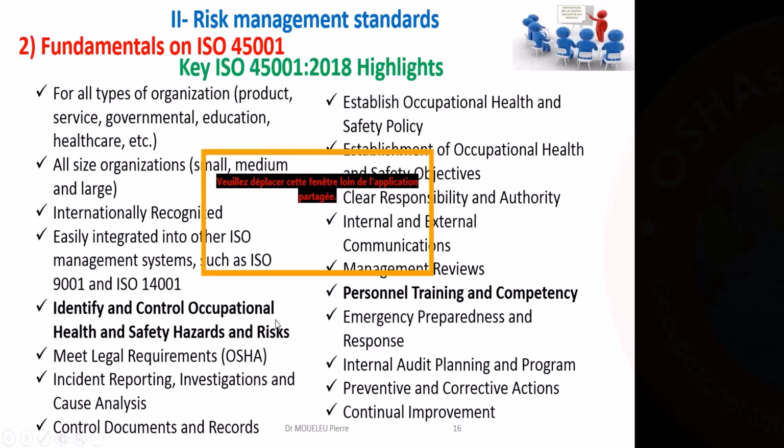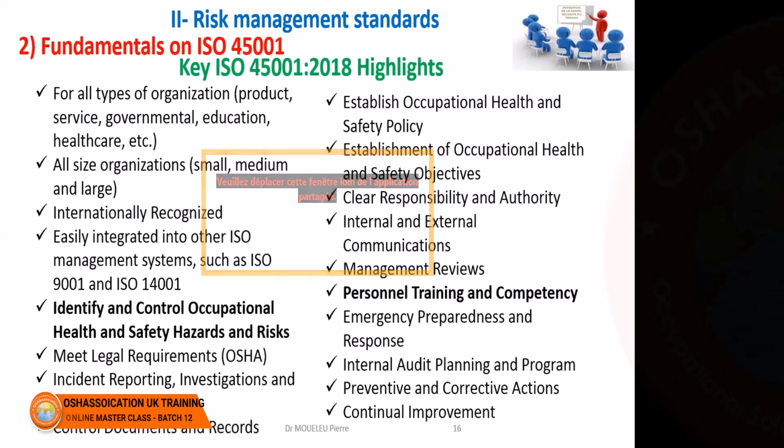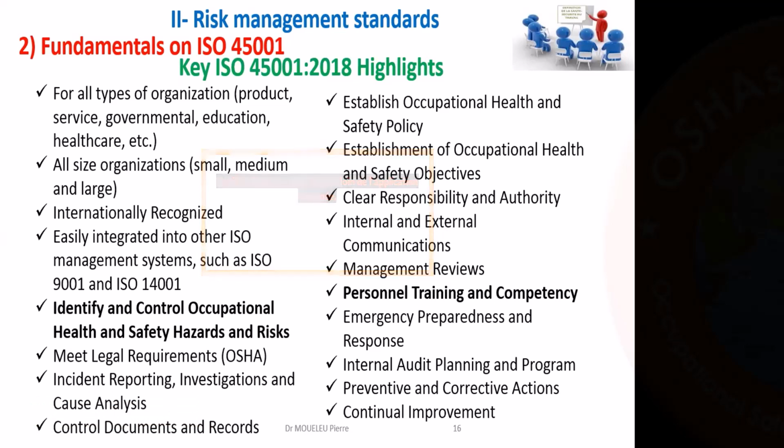It will also help you to meet legal requirements, to have incident reporting, investigations, and cost analysis, to control documents and records, to establish an occupational health and safety policy in your company, to establish occupational health and safety objectives, to have clear responsibilities and authority, internal and external communications, management reviews, personnel training and competencies of those working in your company, emergency preparedness and response, internal audit planning and program, preventive and corrective actions, and continual improvement of all you are doing based on PDCA, what we call the Deming Wheel: plan, do, check, act.